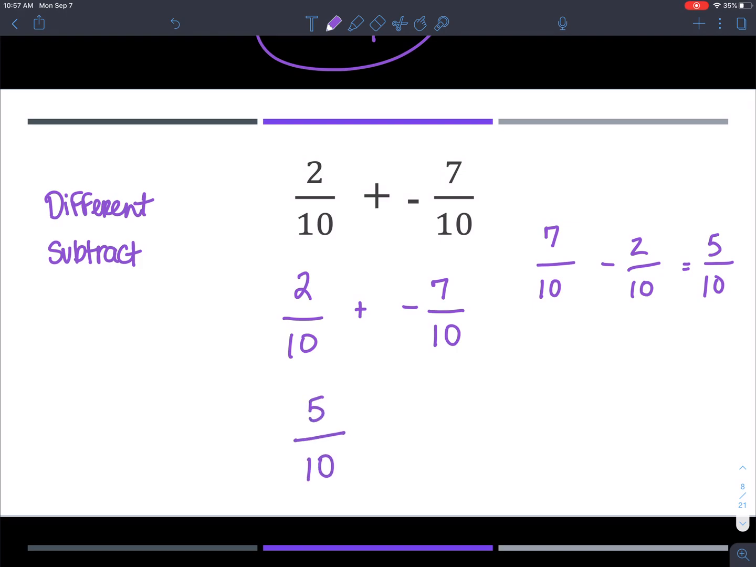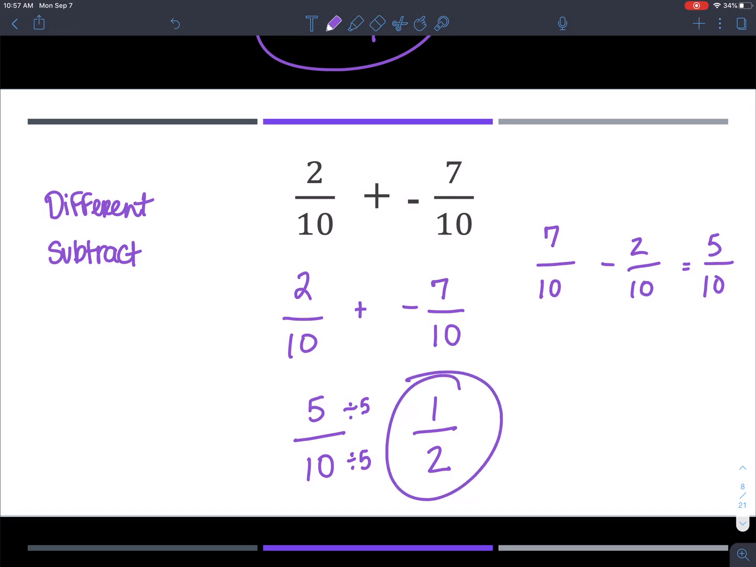Hopefully you remember from earlier in the video, or earlier in the Nearpod at least, both of these numbers are divisible by 5, which means we can simplify it. 5 divided by 5 is 1. 10 divided by 5 is 2. Now, it's really easy to get caught up in what you're doing and have this become your answer.